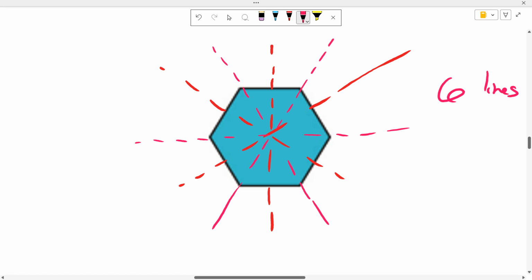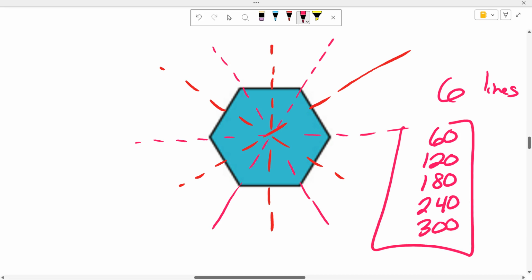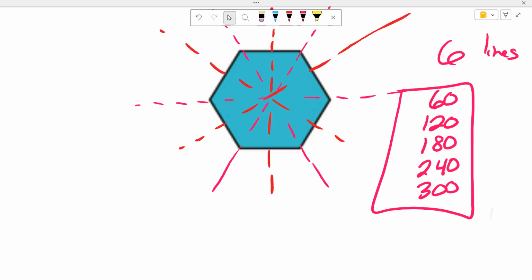Now, how many turns can you make? Well, you turn it 6 times until it's back on top of itself. So there's 5 turns of rotational symmetry. What are the degrees? How many degrees do you turn it till it's on top of itself? 60 degrees. So the first one is 60. The second one is 120, the third one is 180, the fourth is 240, and the last is 300. Those are the 5 turns to get it to rotate on top of itself. 6 lines of symmetry, 5 turns.